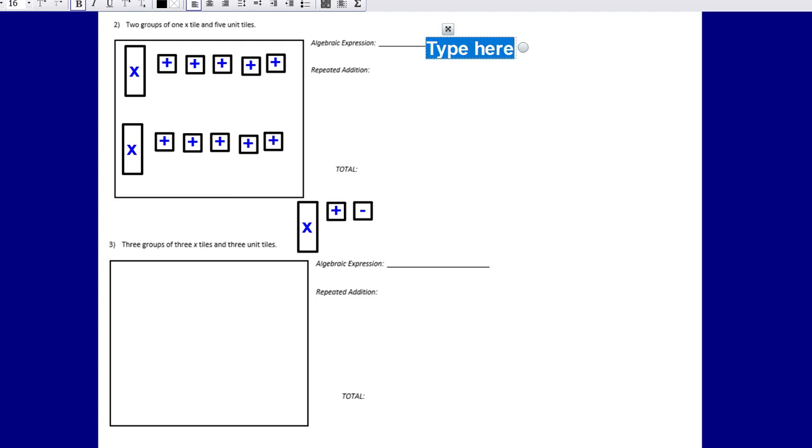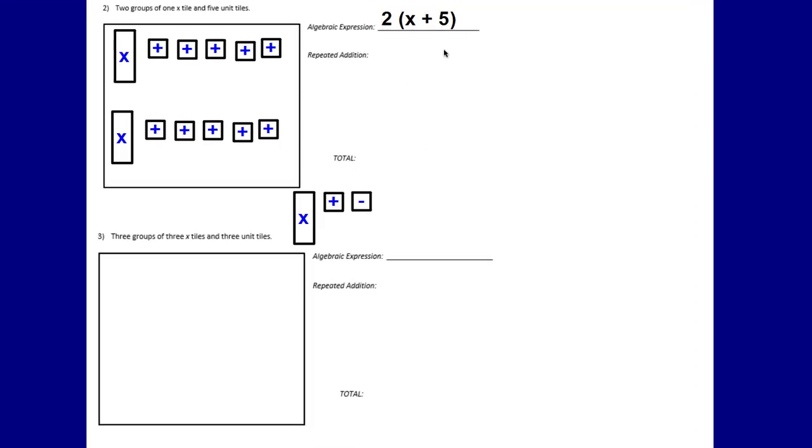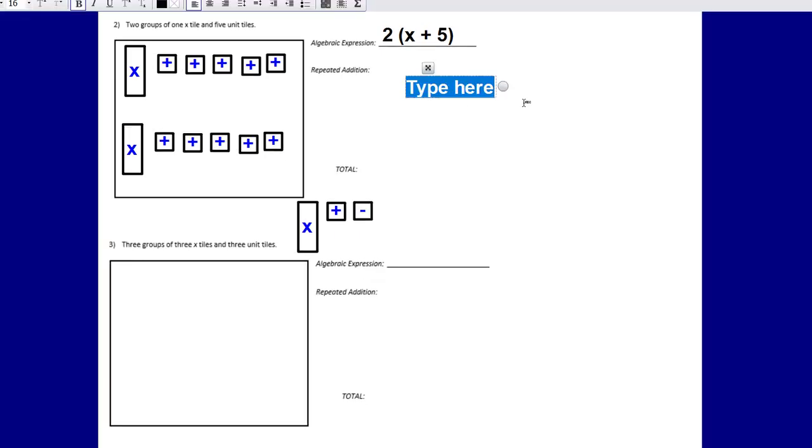Now let's write our algebraic expression. It's going to be 2 groups. So 2, the number of groups, goes to the outside of our actual group. Parentheses, and in each group we have 1 X tile and 5 positive unit tiles. So that is your algebraic expression, 2 times the group of X plus 5. Repeated addition means that we take the group X plus 5 and we add it together 2 times because we want 2 of the groups.